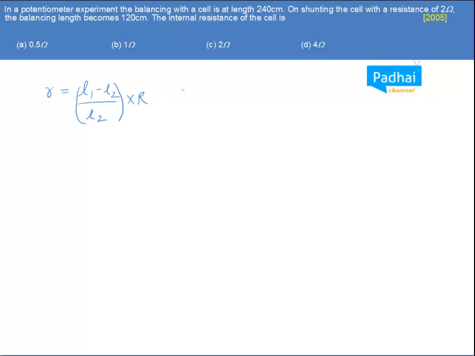So where L1, the initial length, was how much? 240 centimeter, L2 was 120 centimeter, and R is 2 ohms, right? So that means this will be equal to 120 divided by 120 into 2 ohms. So this will be equal to what? 2 ohms. So that means option C is correct.